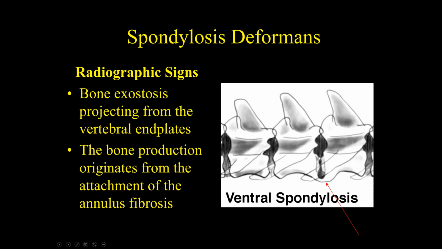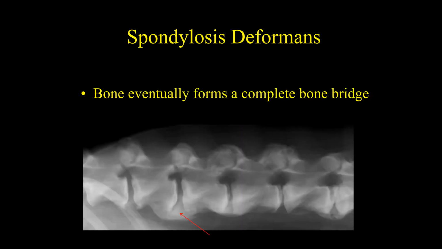You still have a disc space, you still have a disc, and it's very normal, but you get this connection between 2 adjacent vertebral bodies, and that connection is called spondylosis deformans. Again, it is extremely common in all animals and typically is totally incidental, doesn't mean a damn thing, okay? Here's an example of a lumbar vertebrae with several sites of spondylosis.